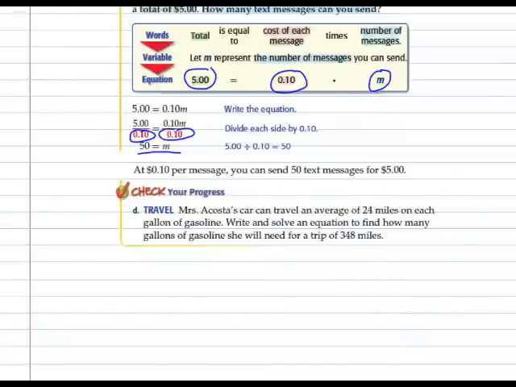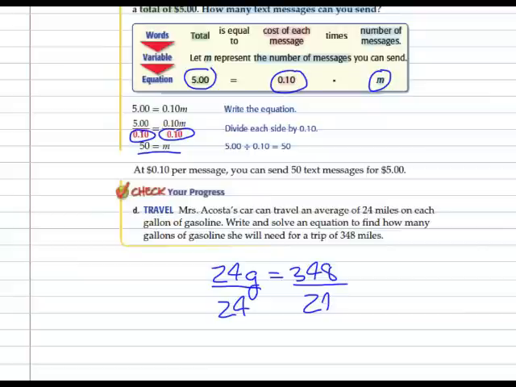Mrs. Acosta's car can travel an average of 24 miles for each gallon of gas. Write and solve an equation to find out how many gallons of gas she will need for a trip of 348 miles. So she travels 24 miles for each gallon of gas. We'll represent gallons of gas with G: 24G equals 348. Divide both sides of my equation by 24.